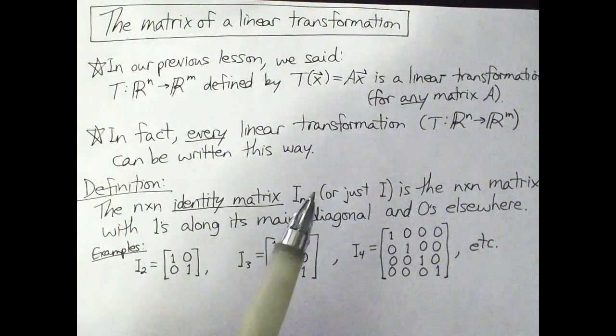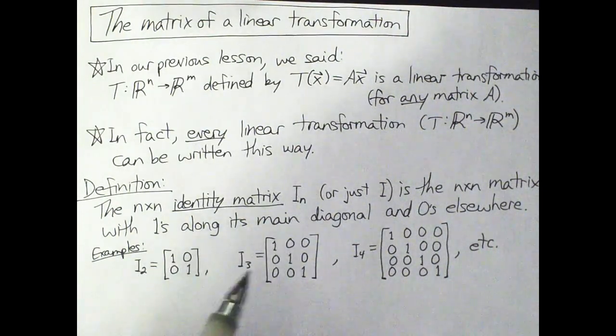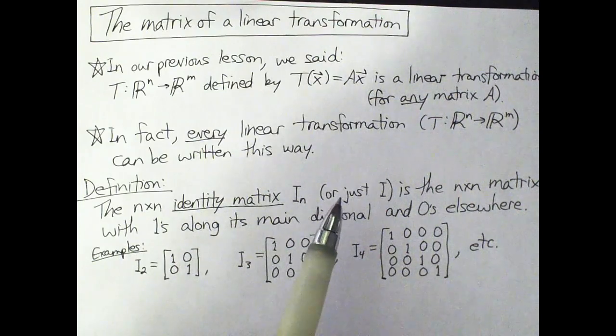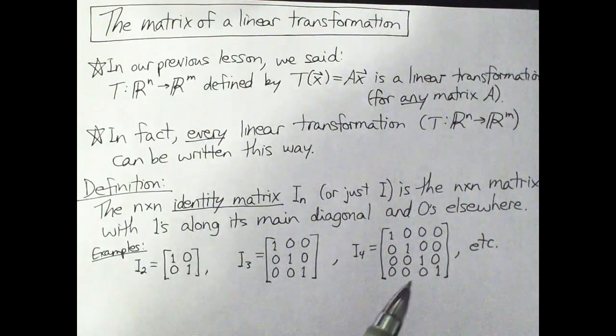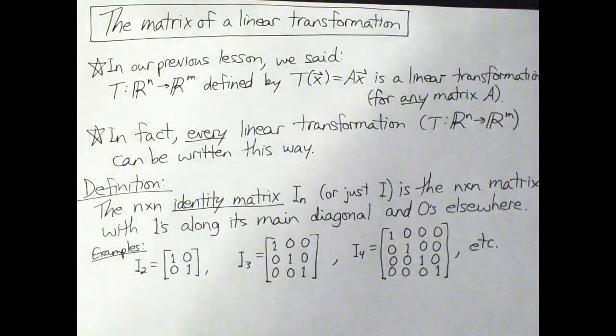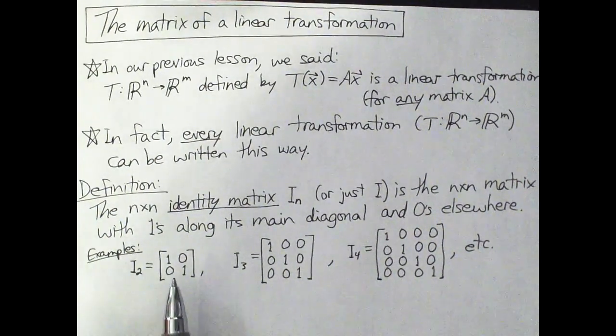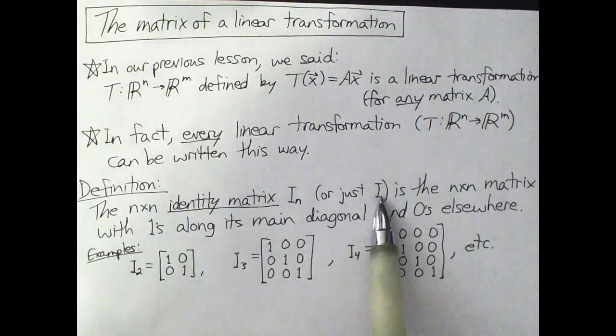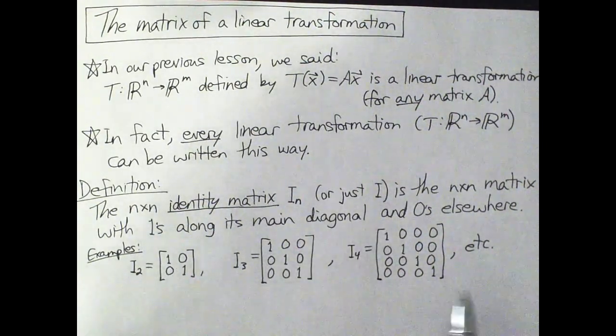Now, I said that this is I subscript n, so I did I2, I3, I4, but I also said in parentheses, or just I. So sometimes we will just refer to it as the identity matrix I, and the size will be clear from context. Like if we're doing a problem where everything is 2 by 2, and then I say something about the identity matrix, it's probably safe to assume that we're talking about the 2 by 2 identity matrix. So we can just say I if it's clear what the size is from the problem we're working on. Okay?